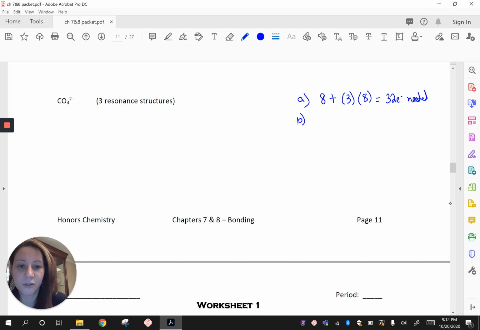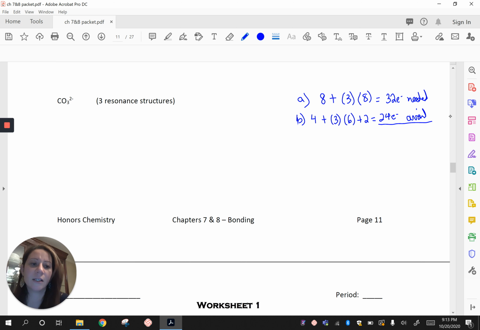Next, we're going to count how many electrons are available. So carbon has 4. 3 oxygens each have 6. And then that -2 means we have 2 extra electrons. So we're going to add that to our electrons that are available. So let's see, 3 times 6 is 18, plus 2 is 20, plus 4 is 24. So 24 electrons available. Subtract the 24 from 32, and that's going to give you 8 electrons that are being shared. And you divide that by 2 to get 4 bonds.